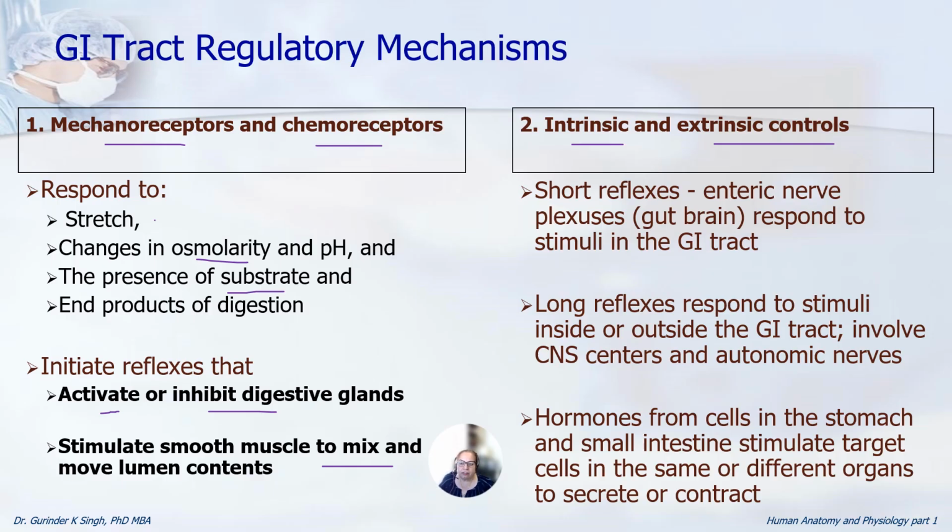The intrinsic and the extrinsic controls, we discussed, has two types: short reflexes as well as long reflexes. In the short reflexes, as I explained in the other slide, the enteric nerve plexus will respond to the GI tract. In the long reflexes, your central nervous system control centers will actually regulate the GI tract involvement. They can also exert their actions through hormones released from the cells present in the stomach or the small intestine, and that can actually affect GI motion.